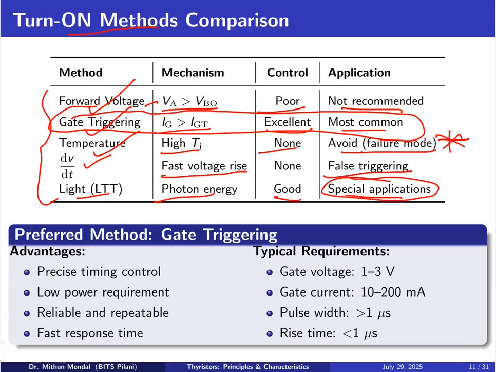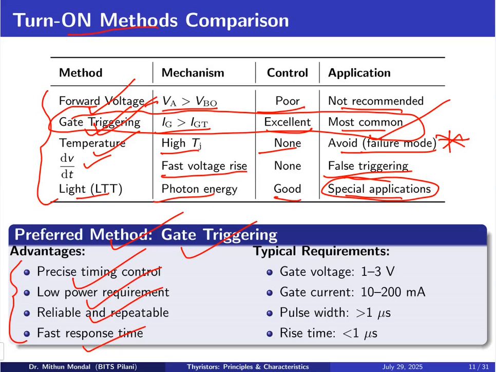So what is most common? The most common is basically gate triggering, where we have to focus. So the preferred method that we will be going with is gate triggering. Some of the advantages are that it has precise timing control, low power requirement, it is reliable and repeatable, and has fast response time.